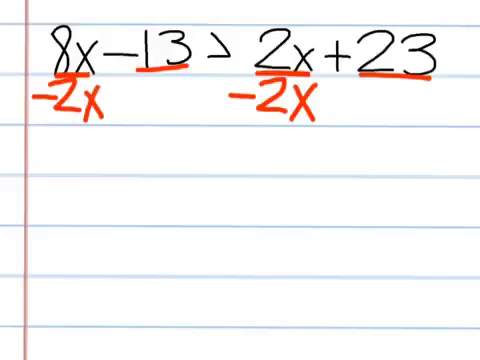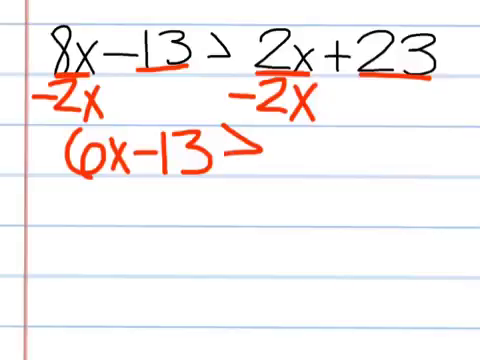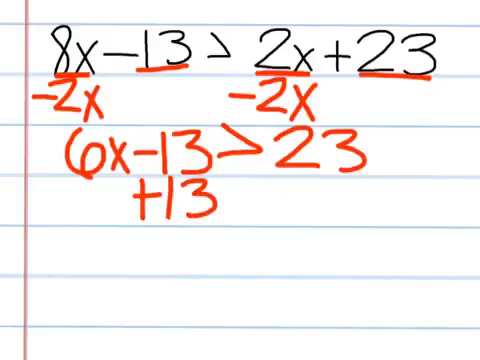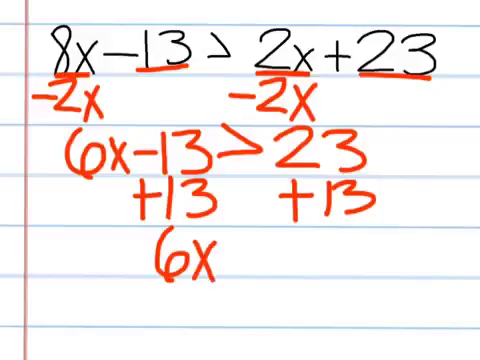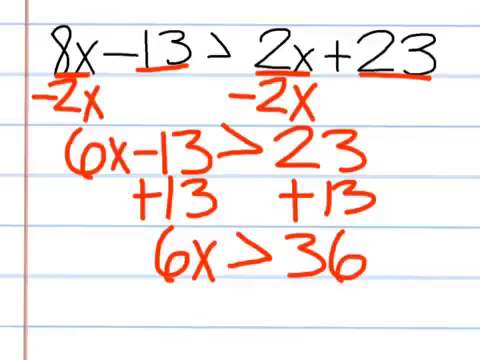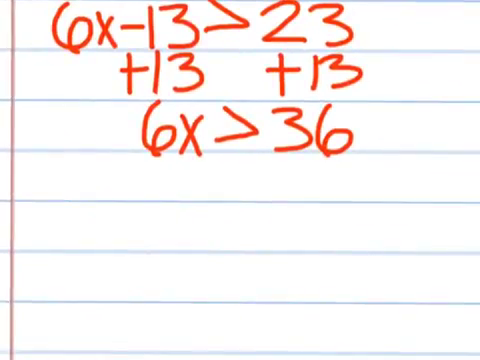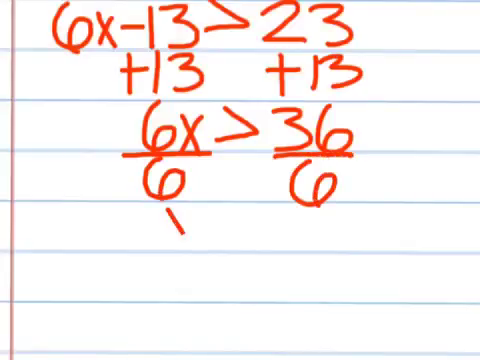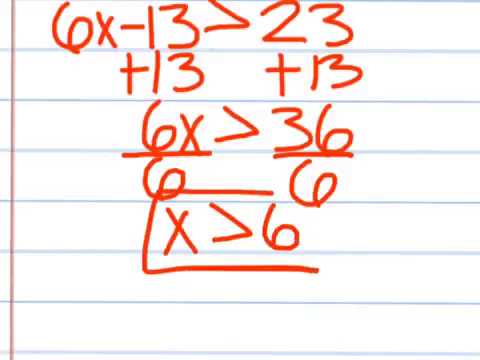So we're going to subtract 2x from both sides. We have 6x minus 13 on the left. On the right, we have 23. Add 13. Right, now we want to move our 13 over. We add 13 to both sides. When we do that, we'll have 6x on the left. Bring down our inequality. Yep, we'll have 36. Divide by our coefficient. Our coefficient is positive, so we don't need to change our inequality. So our x is greater than 6, and that's our final answer.